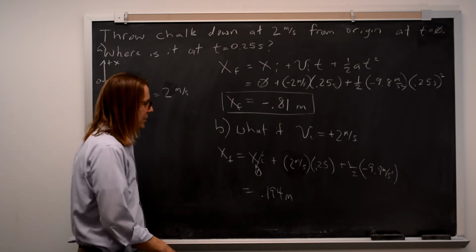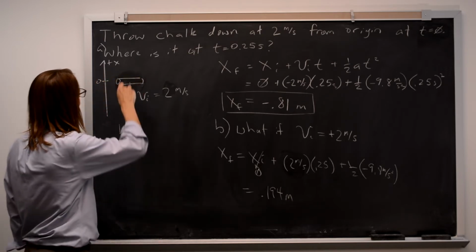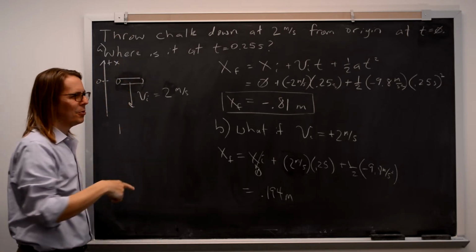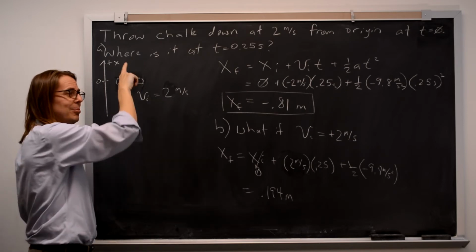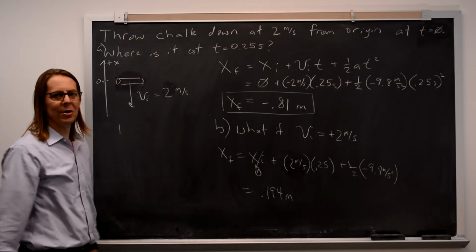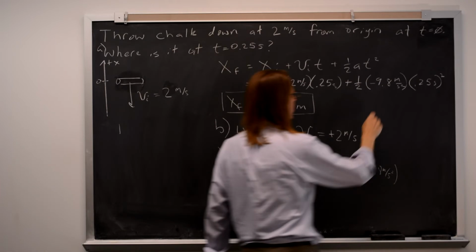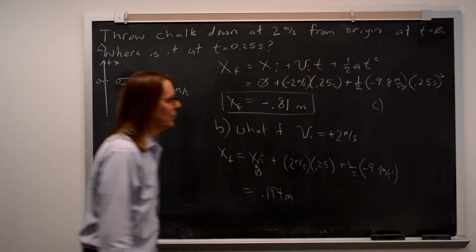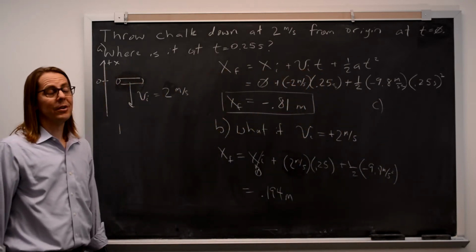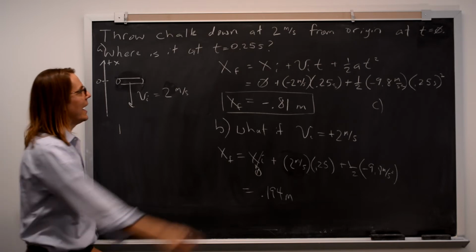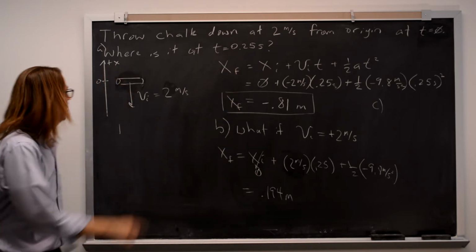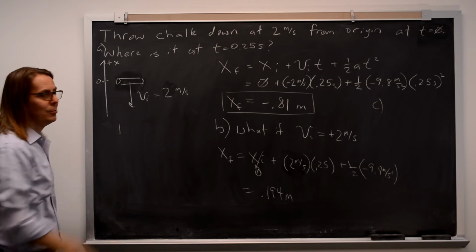And then my final question, sort of for funsies, is, okay, it went up and down. Is it at 0.194 at the beginning, on the way up, or is it at 0.194 when it came back down? And for that, we would go to part C and say, well, all we need to know is what is the sign of the velocity at t equals 0.25. Is it positive, moving up, or is it negative, moving down?